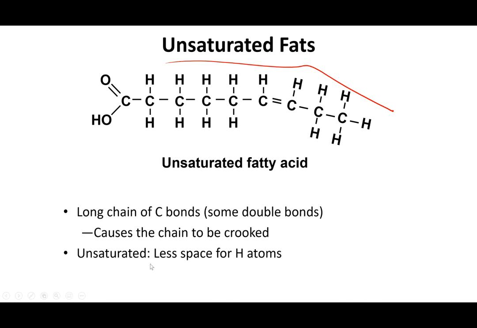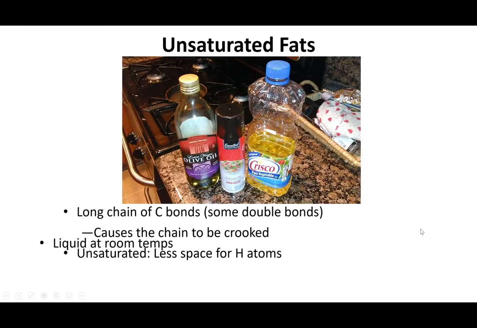We call it unsaturated because there's less available space for hydrogens. There should be some here, but there's not. And you can identify unsaturated fats because they're liquid at room temperature. So things like Crisco, which is vegetable oil, or like Pam that you spray in your pan before you cook stuff, canola oil or olive oil, any kind of oil that you cook with, that's an unsaturated fat.